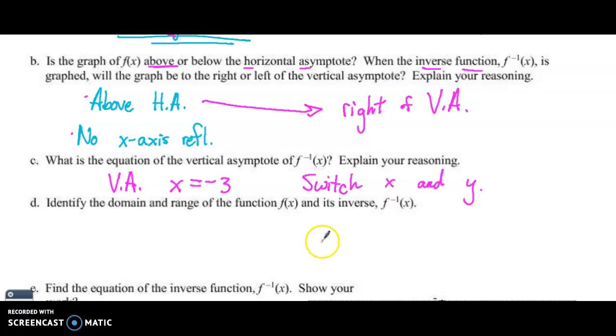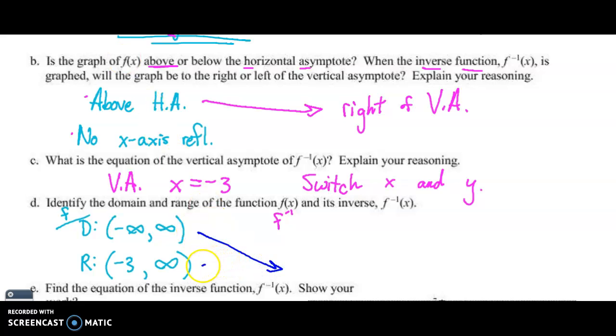So if we talked about the domain of the original function, well, the domain in an exponential function is all real, so we can plug in anything for x. But if you notice on that range, we could only go from -3 to infinity. And for the inverse, I should label this. This is for f. So for the inverse, we need to switch x and y around. So the domain needs to become the range, and the range needs to become the domain. So the domain goes from -3 to infinity, and then the range is from -infinity to infinity.